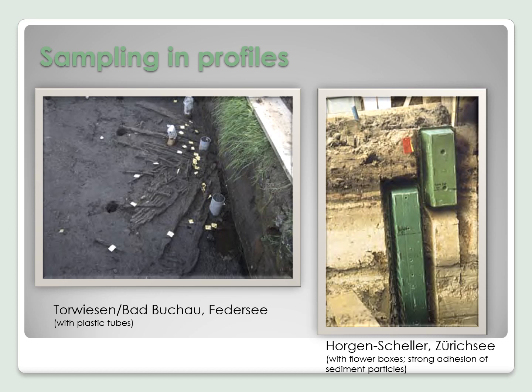Profile columns using flower boxes is an alternative if the sediment is unsuited for hammering down plastic tubes. This, however, rarely allows true systematic sampling because profiles are usually not present in an exact grid over the excavation area. The example shows the light lake sediments and dark cultural layers from Neolithic Horgen Scheller. For complex stratigraphic units, profile columns are always to be preferred.